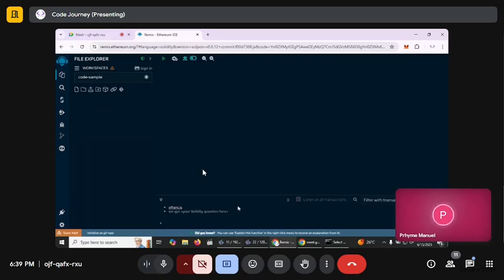So I can always minimize this. When I'm deploying a smart contract, all the information that is happening will show down here. So I'll minimize this up to that point. And then here, just to demonstrate it for you, all these tabs serve different purposes. I don't think I should have this here for now.